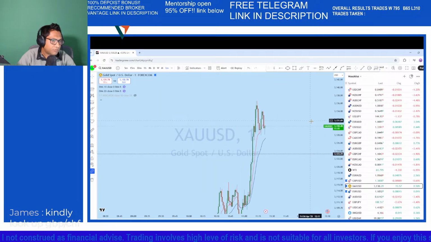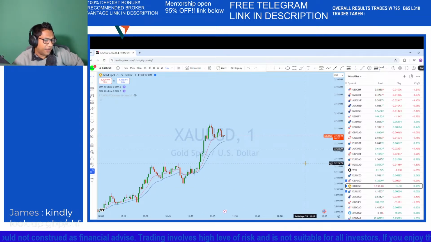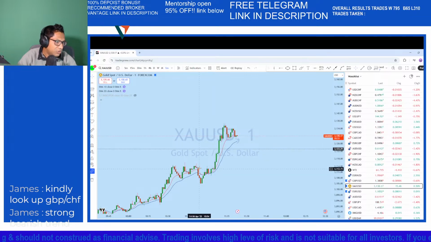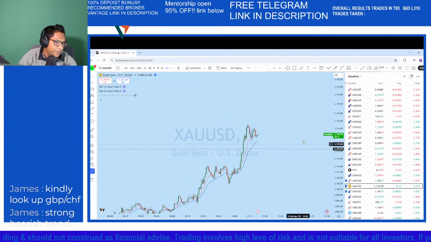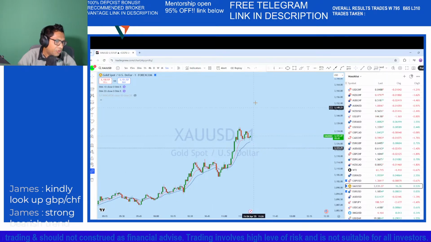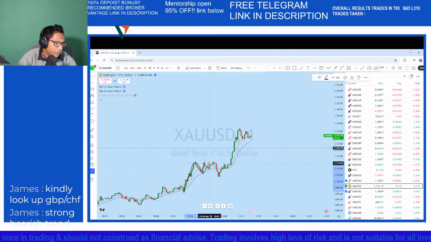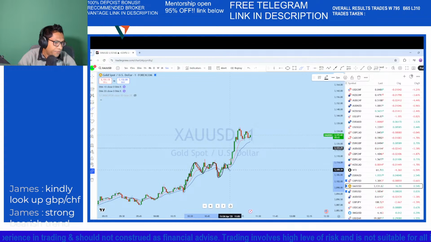So looking at that area, if we look at the 1 minute, guys, you can see this is an uptrend here, and you can see the market breaking below, sideways movement.